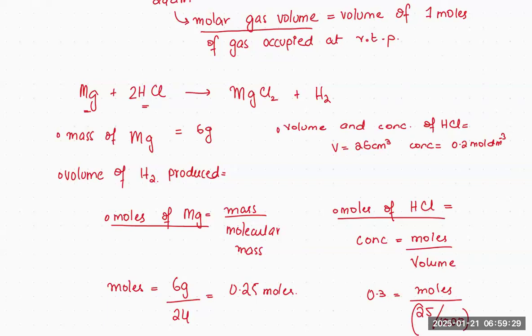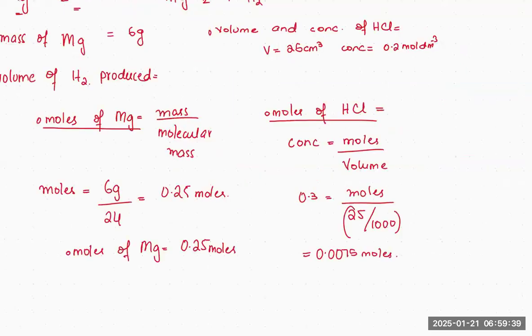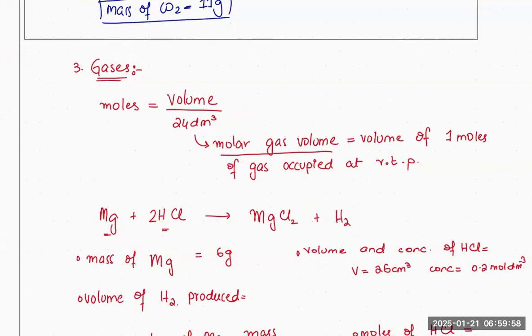Okay, so the moles of magnesium are 0.25. The moles of HCl are 0.0075. We are not done yet. I'm not done with the calculations yet. Why am I not done with the calculations yet? Because you will see over here that the balancing of HCl is 2. Okay. So we want to divide this by 2.